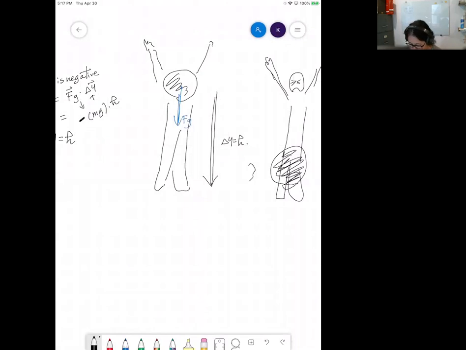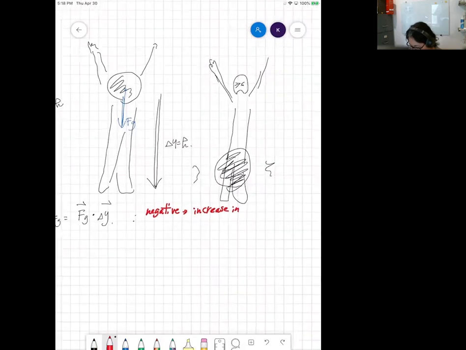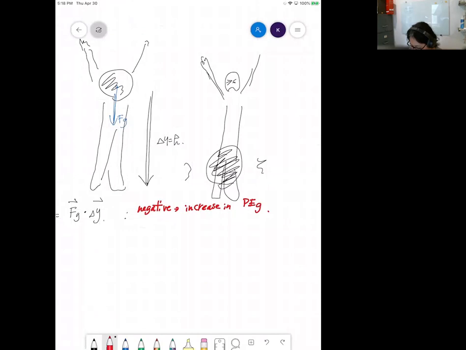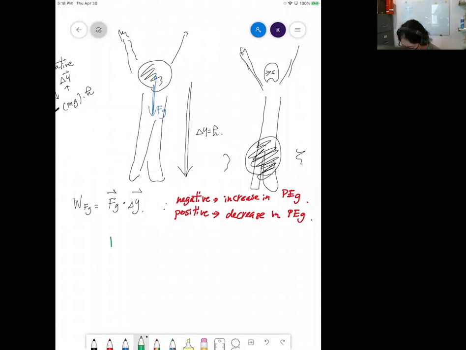So you see that the work done by the gravitational force is Fg, and it always has to be in the y direction, the vertical direction. And when this is negative, it implies an increase in gravitational potential energy. If it's positive, then it implies a decrease in gravitational potential energy. So I hope you see that this thing, work, is a change in energy.